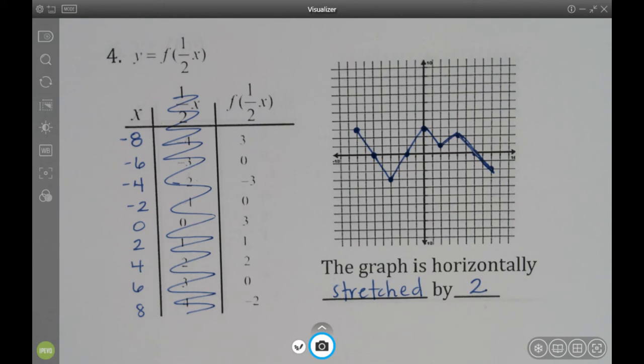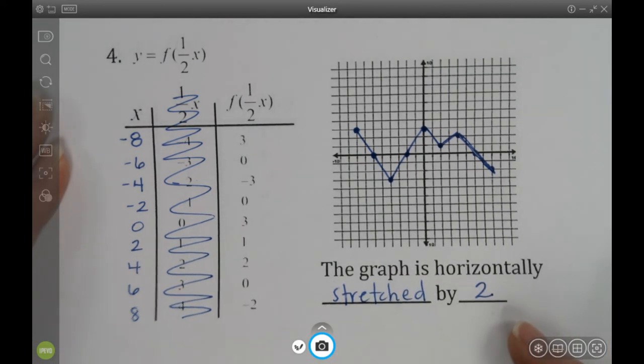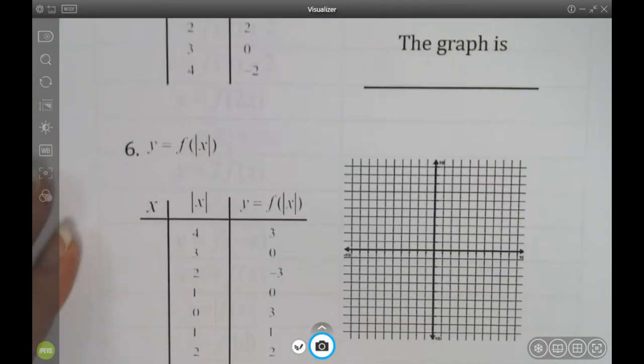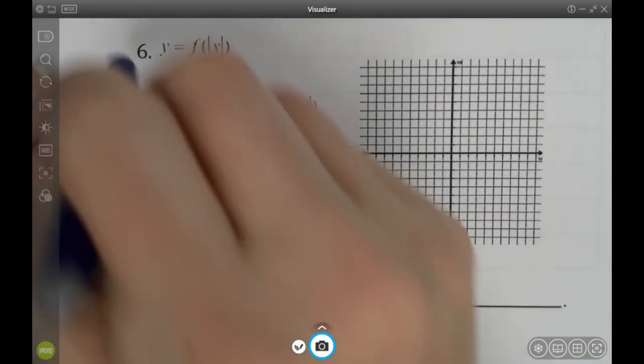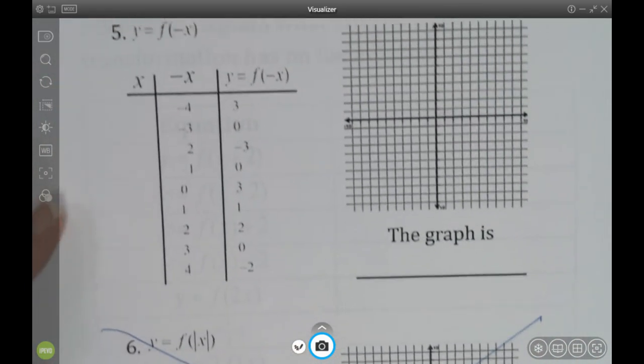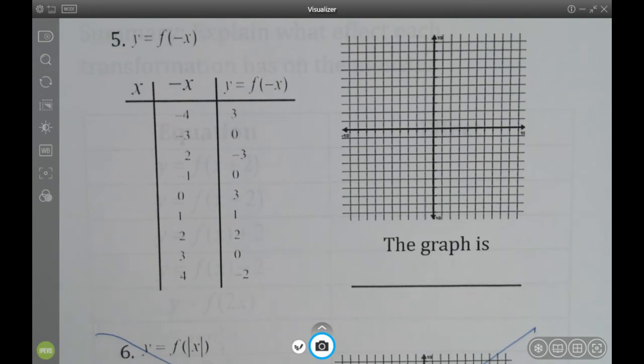Okay, on the next one, I want you to do the one at the top, not the absolute value one. So I want you to do number 5, but not number 6. We are not going to do number 6. Go ahead. Do number 5 when you get finished. Check it with your neighbor.